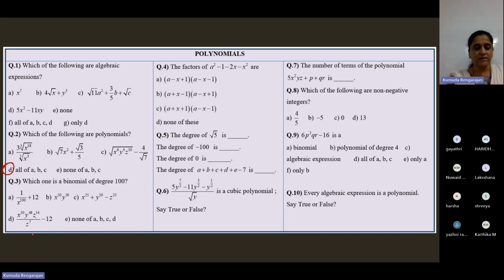Third one, which one is a binomial of degree 100? So two conditions must be satisfied. It should be a binomial and the degree should be 100. Two conditions. Which one is a binomial of degree 100? Option D. Okay. Rahul says D. Yeah, Saismati? A. Okay.